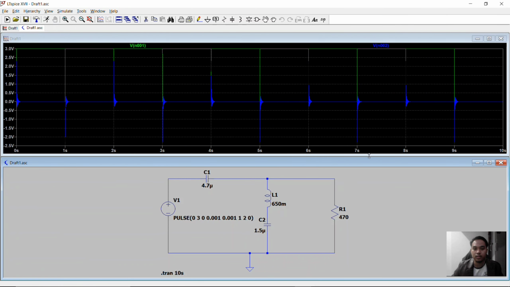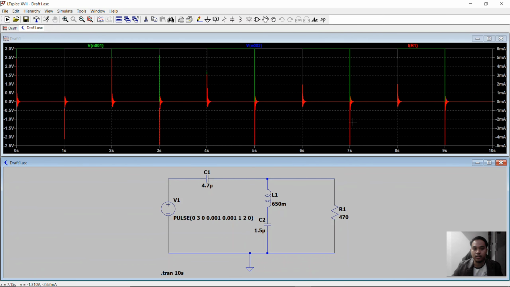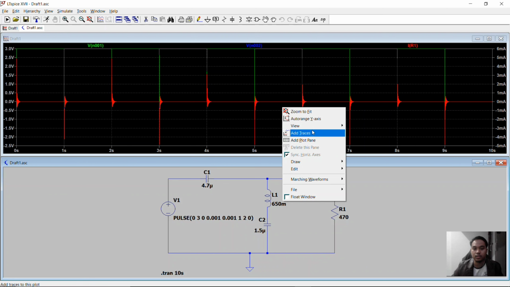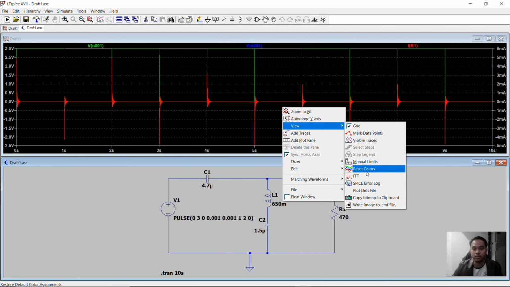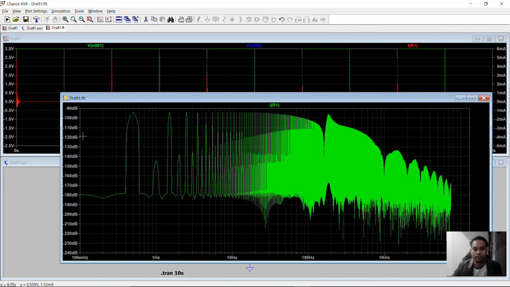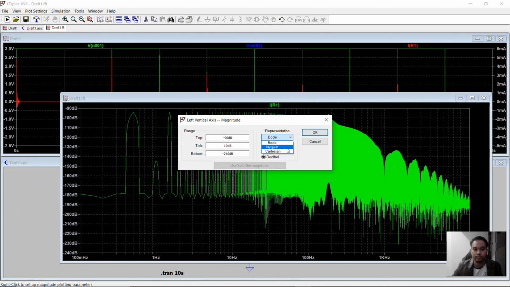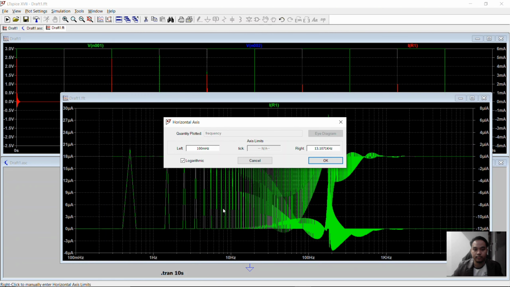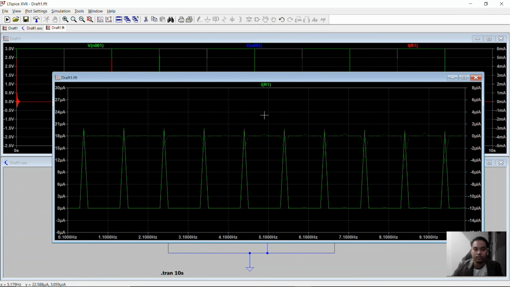Now we will see the current for the resistor here. Now you can see the graph of the FFT for the current. So this is our Fourier analysis of the current for this circuit.